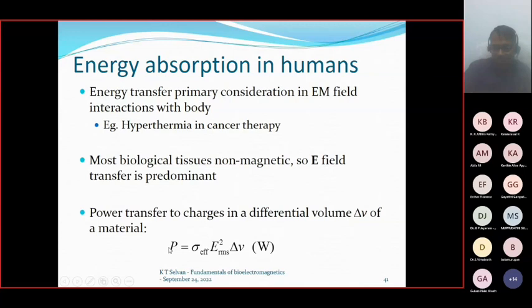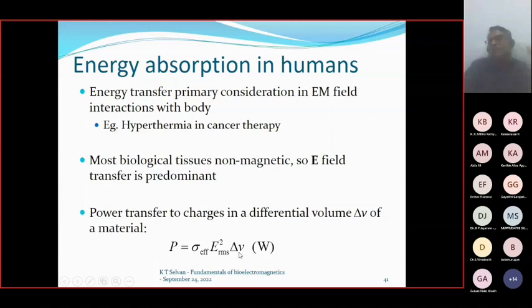So this is power transfer. What is this? This is the effective conductivity of lossy dielectrics. And this is the electric field. RMS represents the RMS or average value. And delta V is the volume in which we are interested in how much power is transferred.